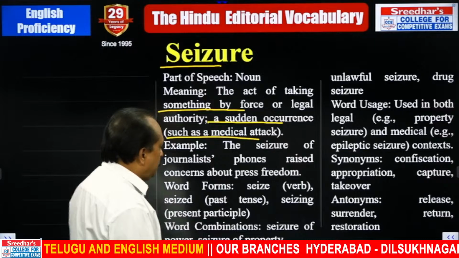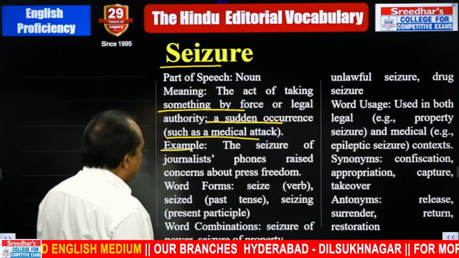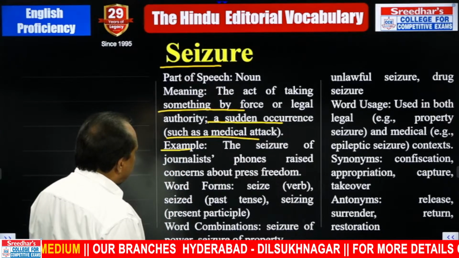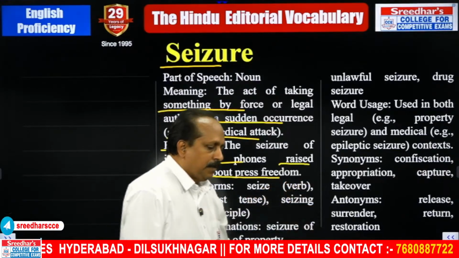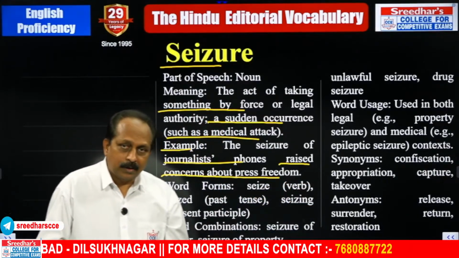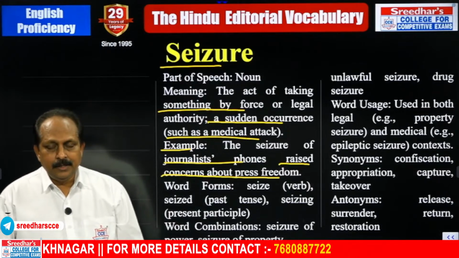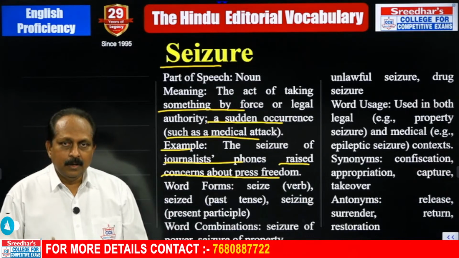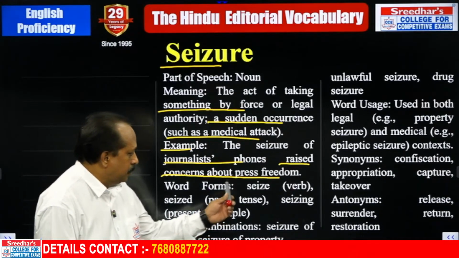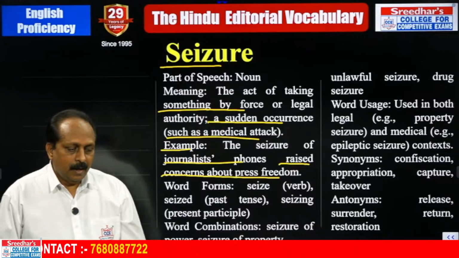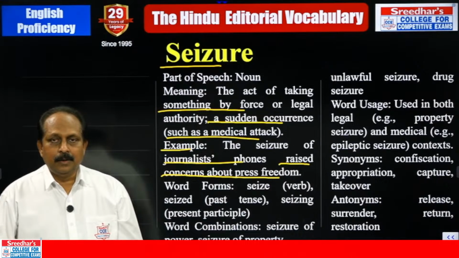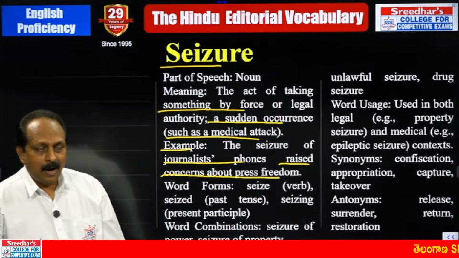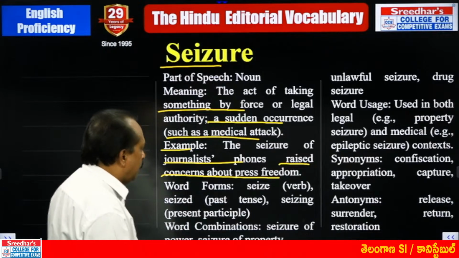A different meaning altogether. Example, the seizure of journalists' phones raised concerns about press freedom. See here again, raised what? You ask the question, raised concerns about what? The freedom of the journalist, about press freedom. Rise, rose, risen, irregular, intransitive. Raise, raised, raised, regular, transitive. Once you know that, you can easily handle.